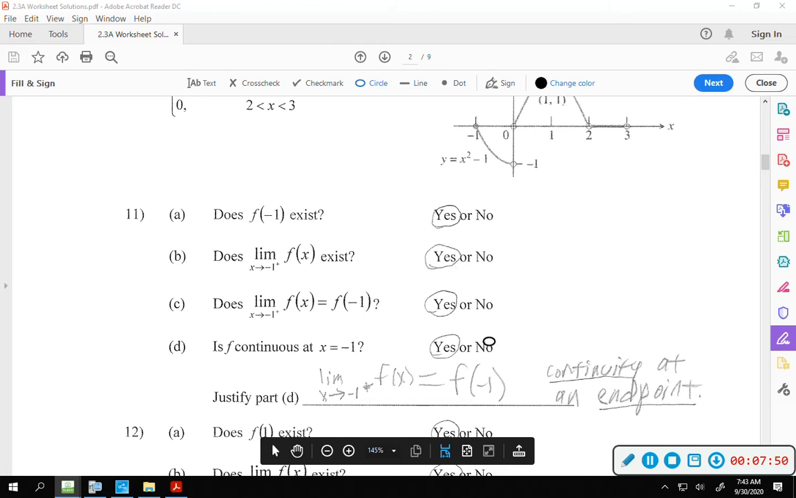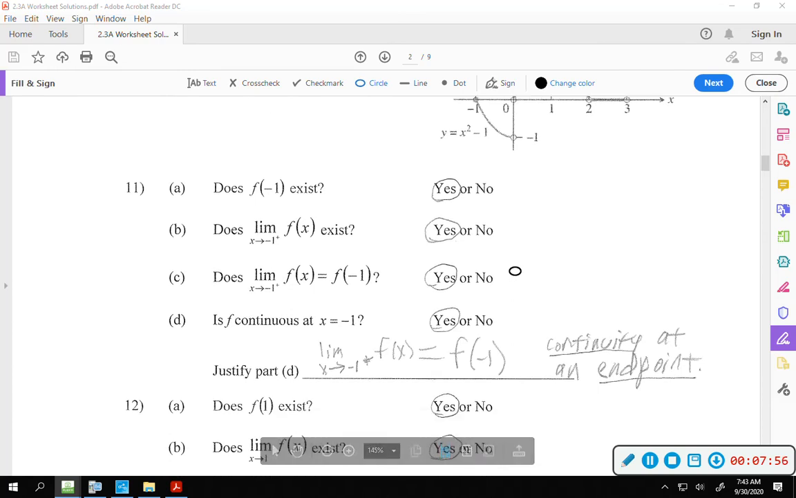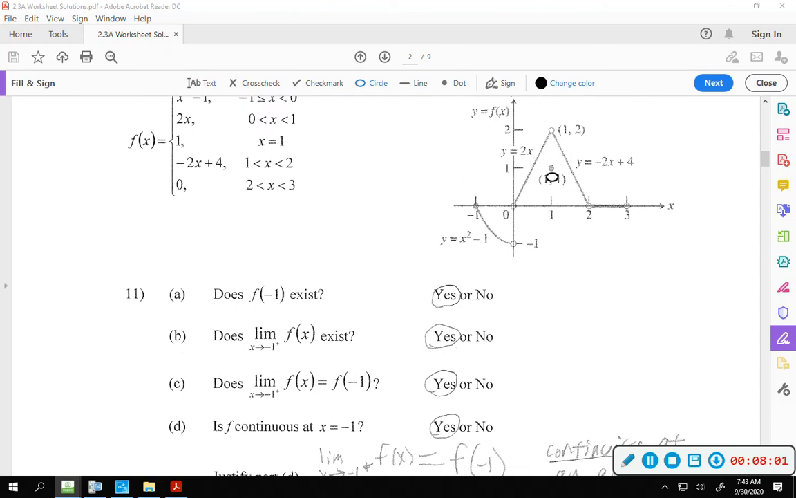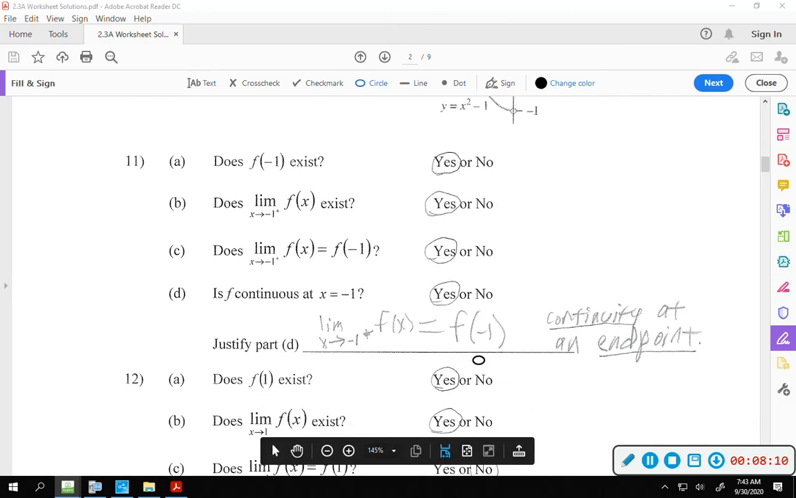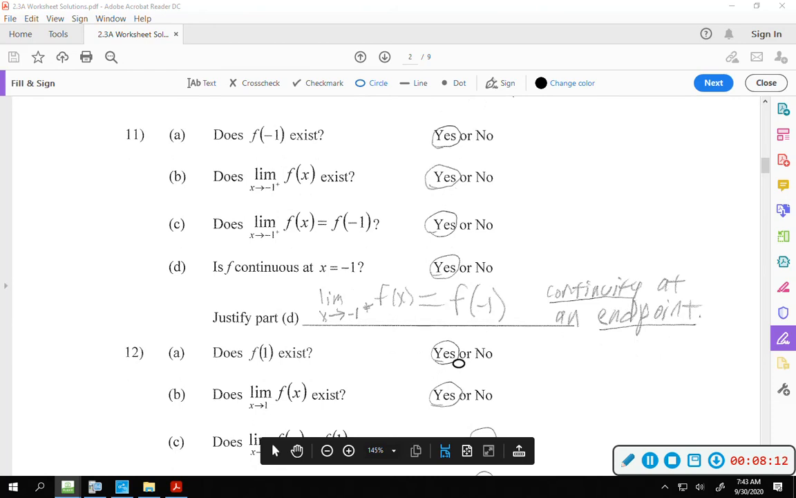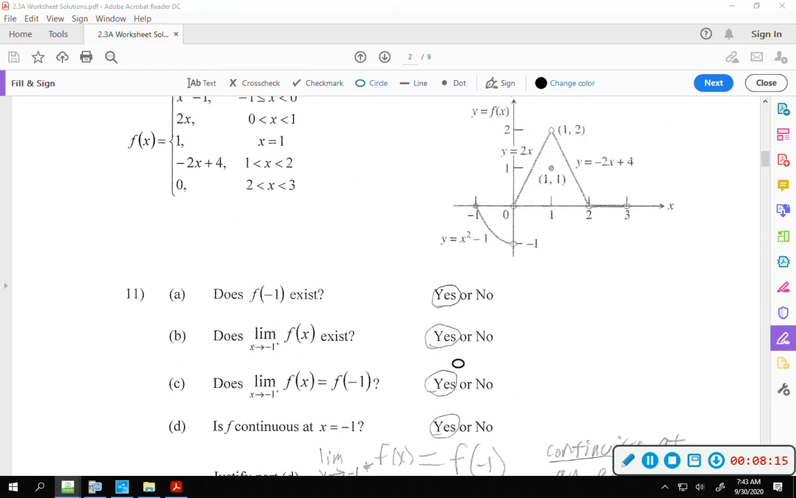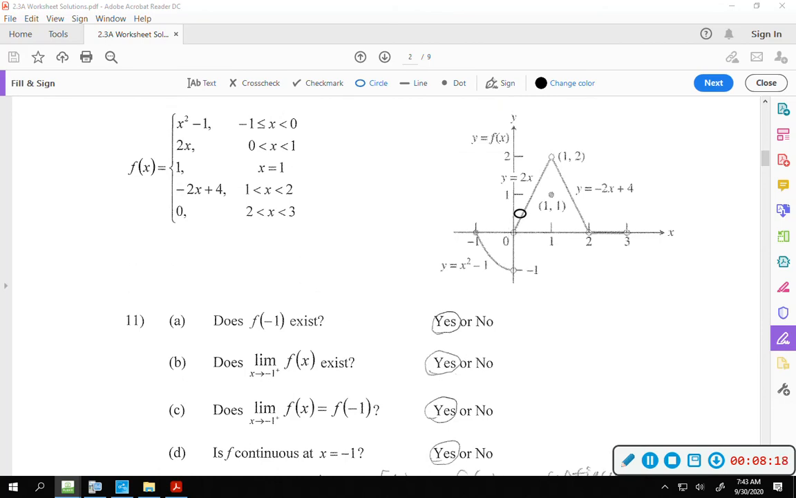Problem 12. And I do have to keep going up and down here a little bit on this one. So does f at 1 exist? Yes. f(1) is 1. That's the point right there. f(1) is 1. So yes, it exists. Does the limit as x approaches 1 exist? Yes. The limit as we approach 1 from the left is 2. The limit as we approach 1 from the right is 2. So the limit as x approaches 1 is 2 because the left-hand limit equals the right-hand limit.